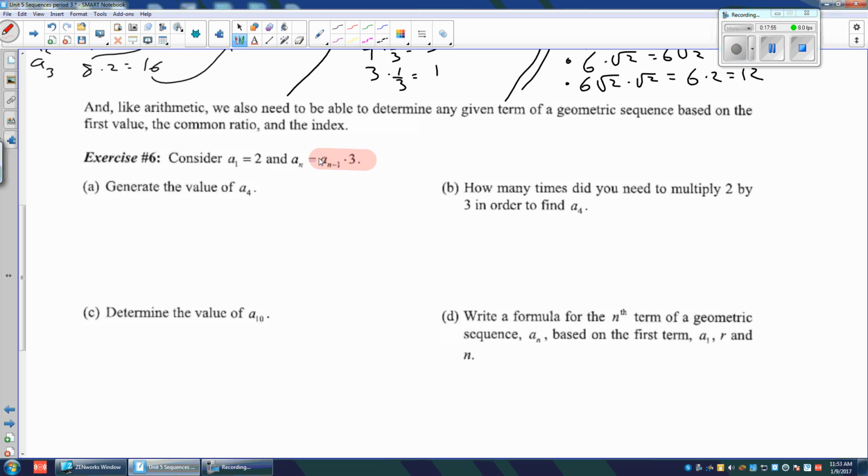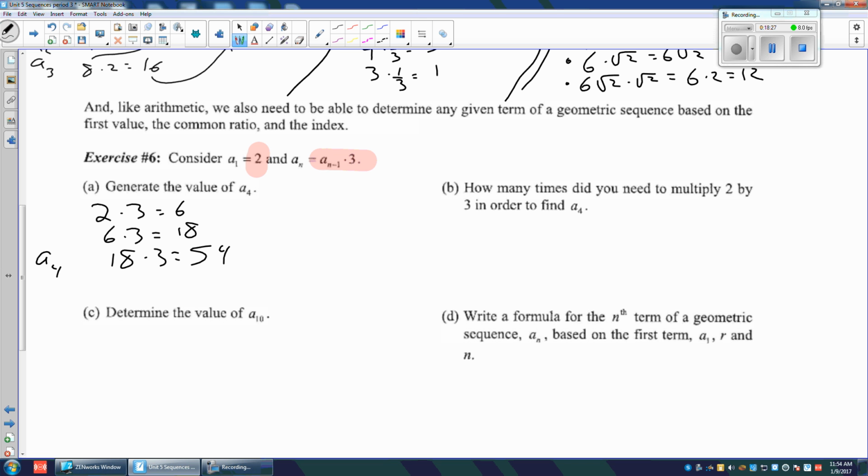So here we have a common ratio of 3, and our starting number is 2. So it says just find the value of a sub 4. So we have 2 times 3 is 6. 6 times 3 is 18. 18 times 3 is 54. And this is a sub 4.